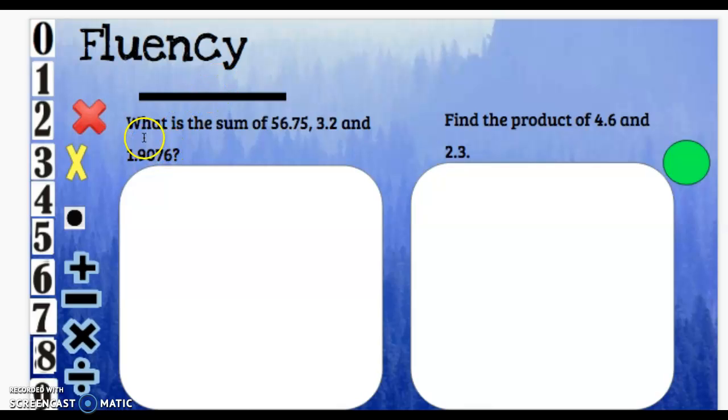All right, so for fluency today, you need to find the sum of 5, 6.75, 3.2, and 1.9076. So we know that the word sum tells us that we are adding. It's the answer to an addition problem. So I'm going to start.